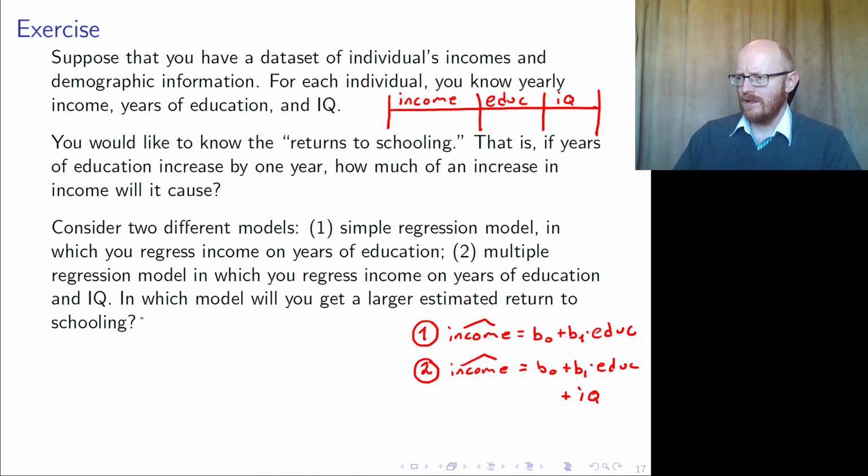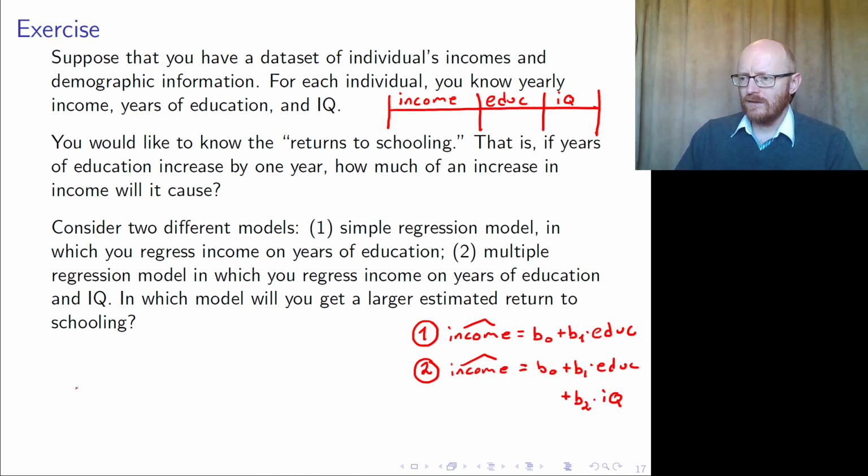Let's see. In which model will you get a larger estimated return to schooling? Okay, so in which model would this B1 be greater? Oh, okay, that's a typo. Let's see. B2 times IQ. Okay.